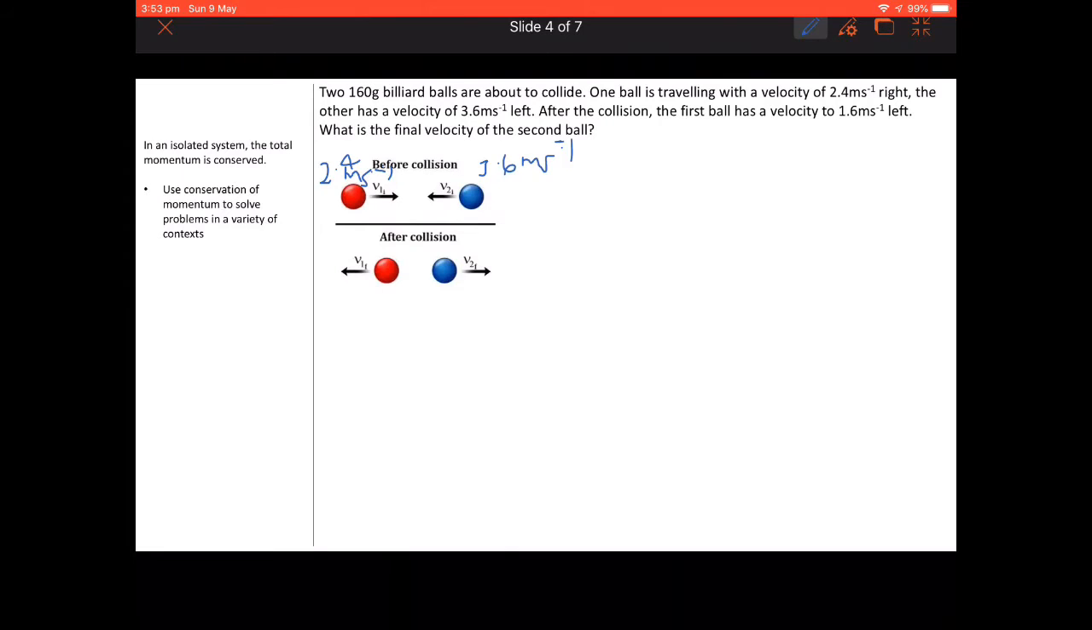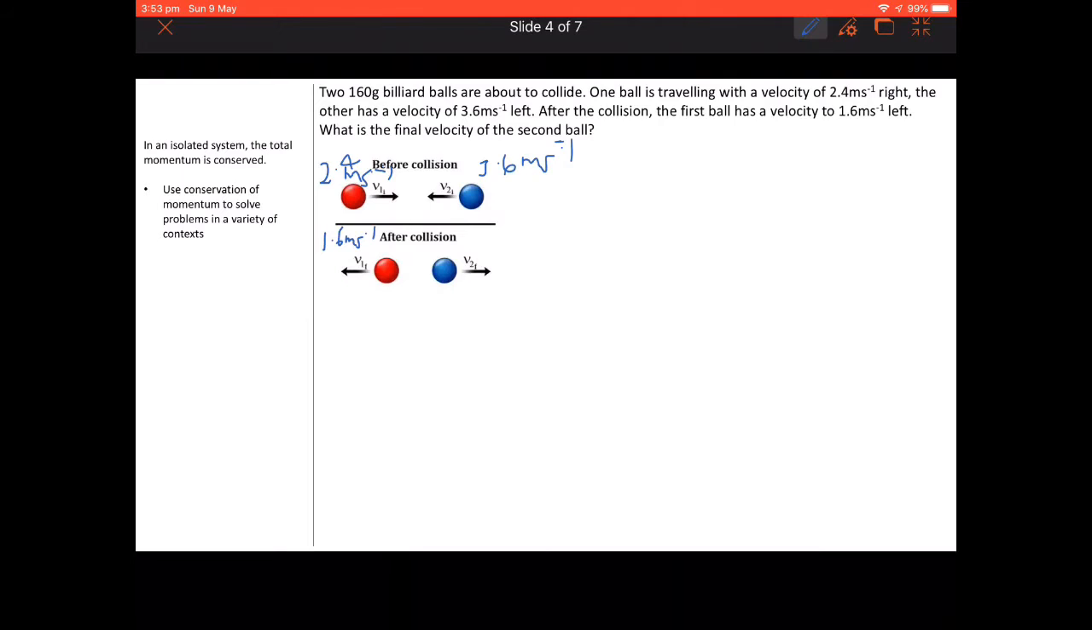After the collision, the first ball has a velocity of 1.6 metres per second to the left, and we have to find out what is the final velocity of the second ball. So 1.6 metres per second. There's two ways that you can do this. I'm going to show you both. I personally prefer the second way, but whatever way works best for you is absolutely fine.